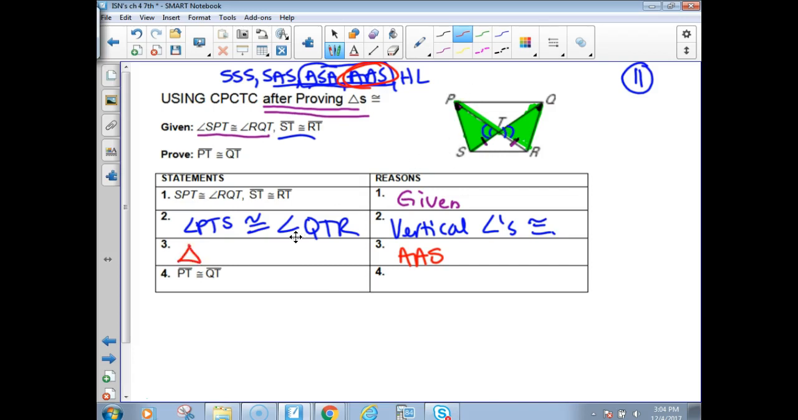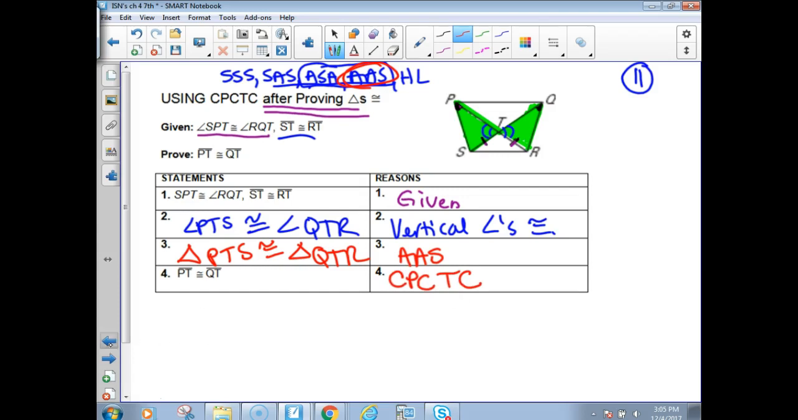Triangle PTS is congruent to triangle QTR. Looks a lot like my previous statement, but that was about angles that were vertical. This is about triangles. And that's my angle, angle, side. So PT is congruent to QT now. Why are these other parts congruent to each other? Because we proved the triangles are congruent, and that's by CPCTC.